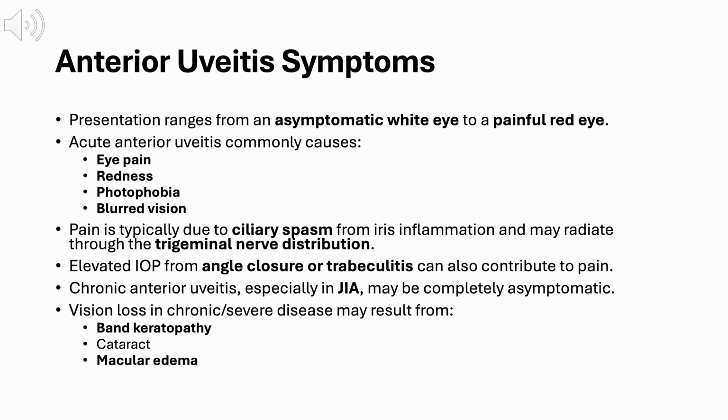But here's a critical exception. Chronic anterior uveitis, especially in juvenile idiopathic arthritis, can be completely asymptomatic, which is exactly why those children need screening exams rather than waiting for complaints. In chronic or severe disease, vision loss comes from band keratopathy, cataract, and macular edema.